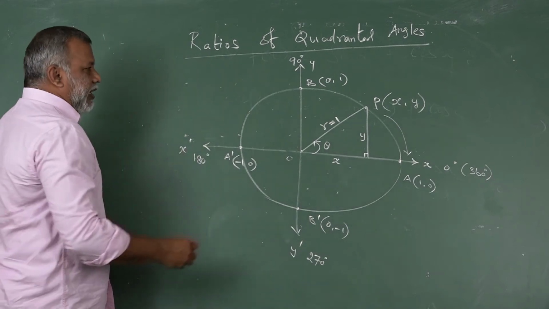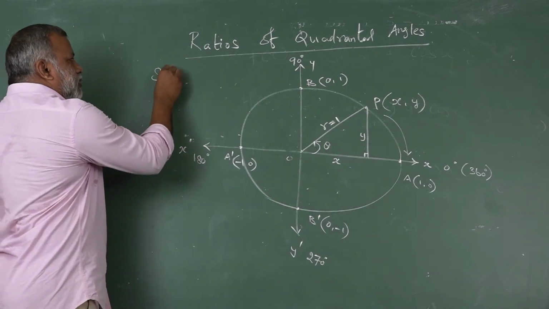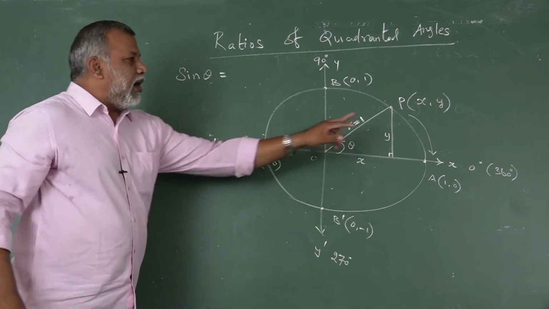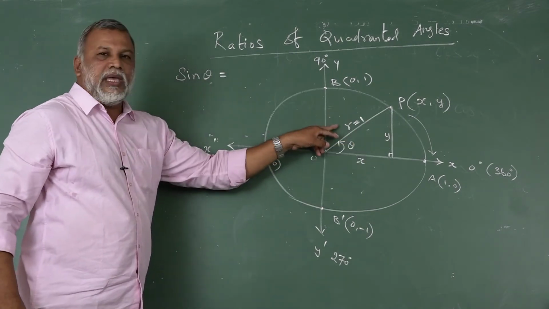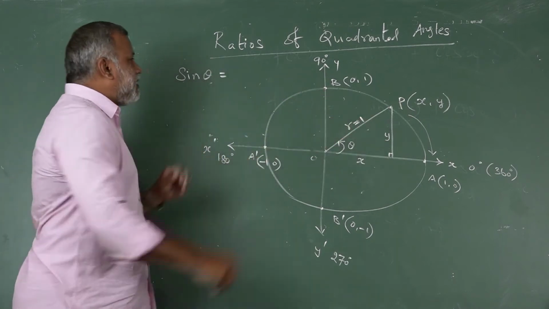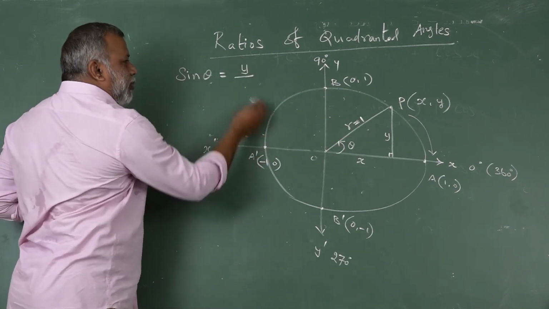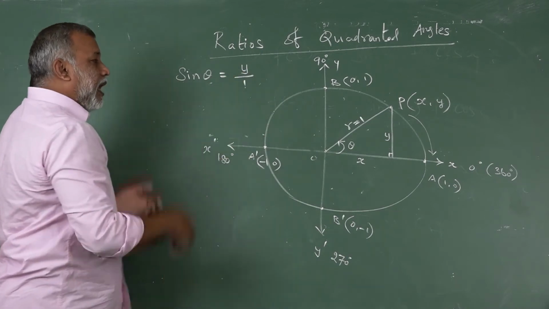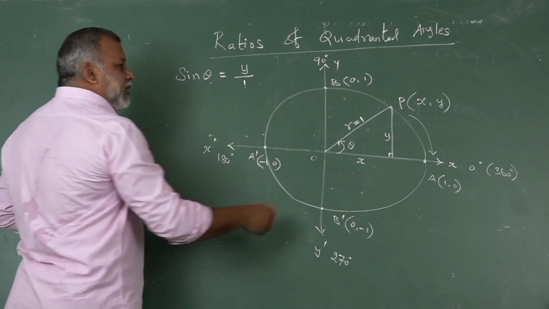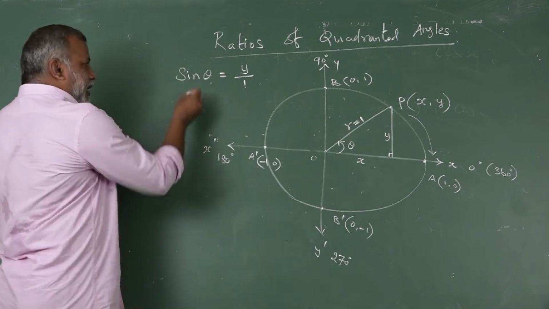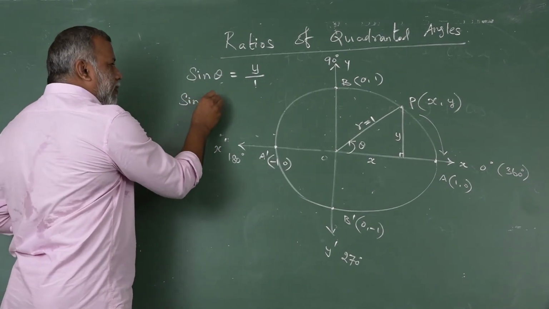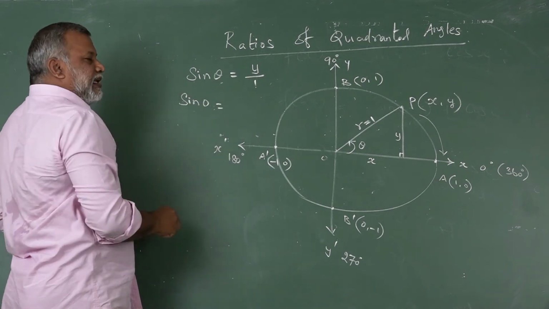Now listen carefully. What is the basic rule of sin theta? Opposite divided by hypotenuse. Here opposite is y. Hypotenuse is r in general, but we are taking here 1. Now what is the concept I am using? This theta going to 0 degree. I am going to replace theta as 0, sin 0.